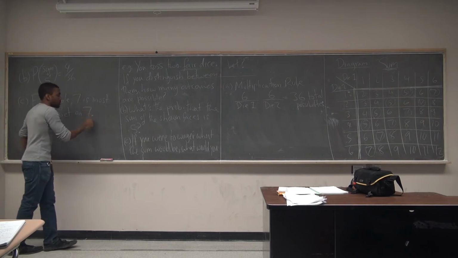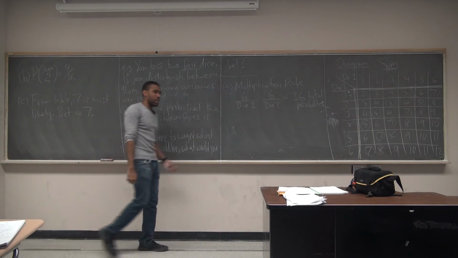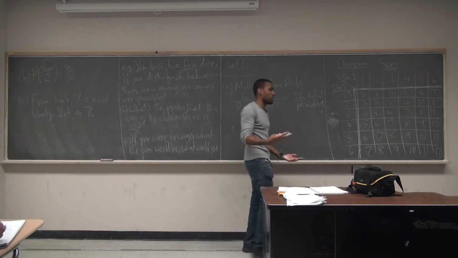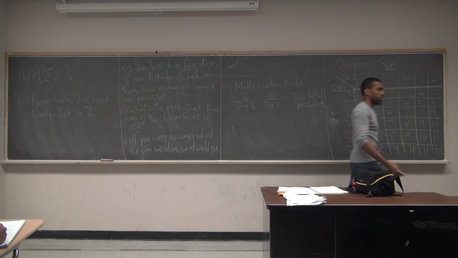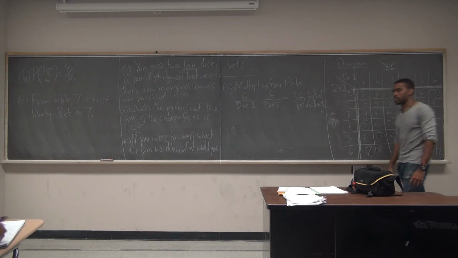Bet on 7. So if you had to bet on this game, someone's rolling 2 dice and you have to say what number you think it's going to be, you should pick 7. Right? That's the one that gives you the most chance of winning.